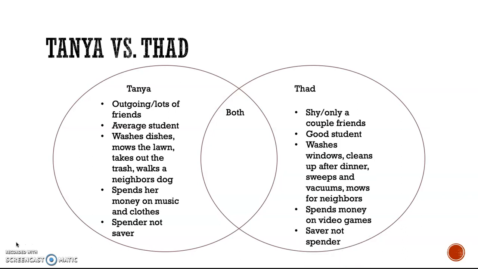Here are the unique things to Thad. He is shy and has only a couple friends. He's a good student. He washes windows, cleans up after dinner, sweeps and vacuums, mows for neighbors for his jobs. He spends his money on video games, and he is a saver and not a spender.